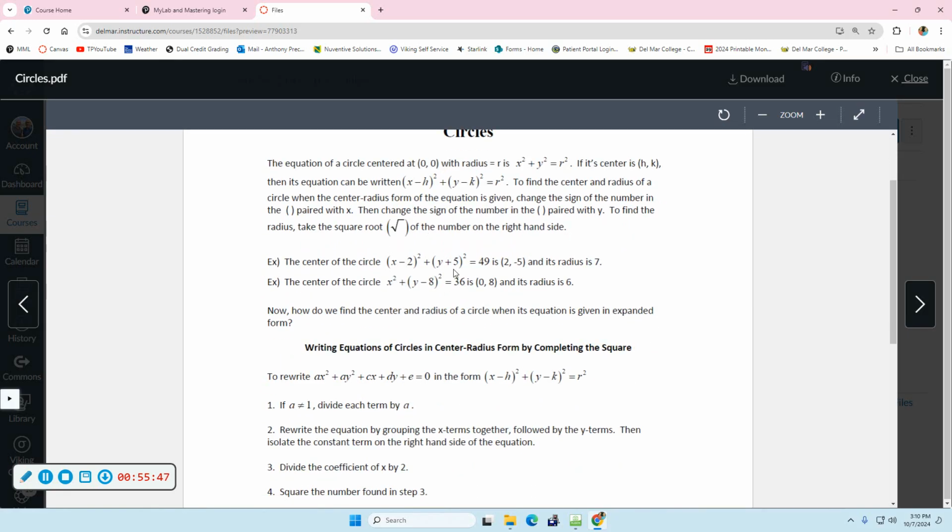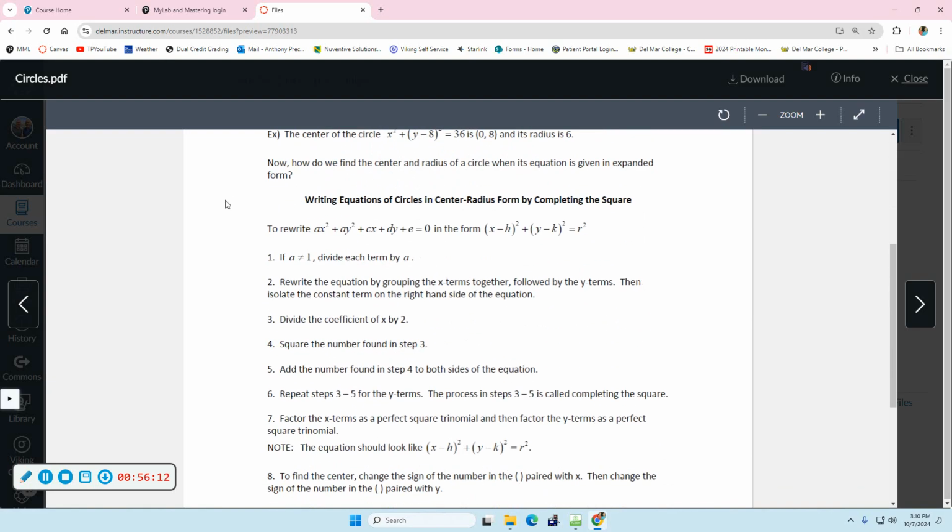The center, here's the equation. Change sign, so 2, negative 5. Take the square root of 49, that became a 7. There's nothing added or subtracted, so the x-coordinate of the center would be 0, and the y-coordinate for the second example would be a positive 8. Yeah, I think we said all of that.